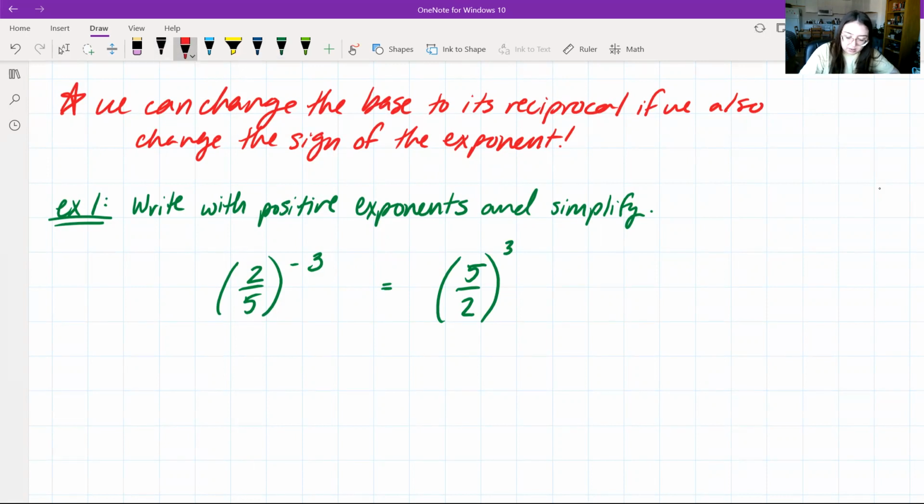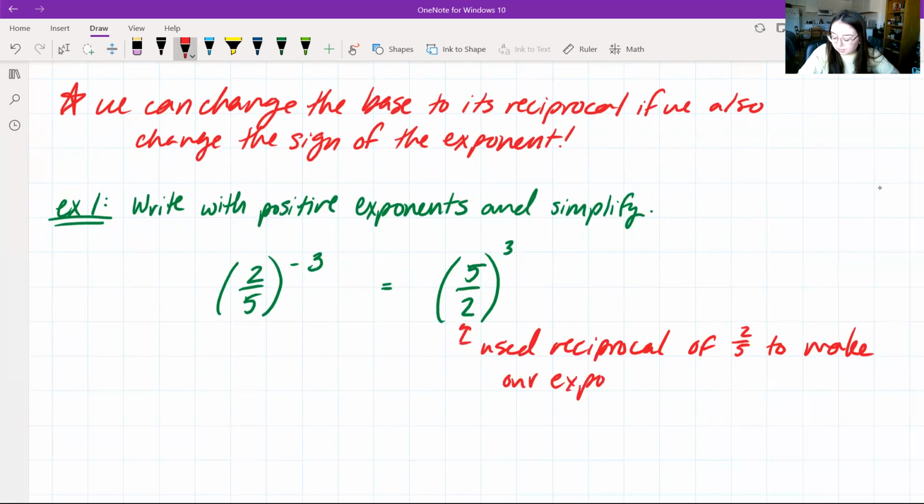So we can see here that we used the reciprocal of 2/5 to make our exponent positive. You can also, well, it's a bad arrow. There we go. So we changed our problem. These things are equivalent, so now we can just go ahead and solve for 5/2 to the power of 3.